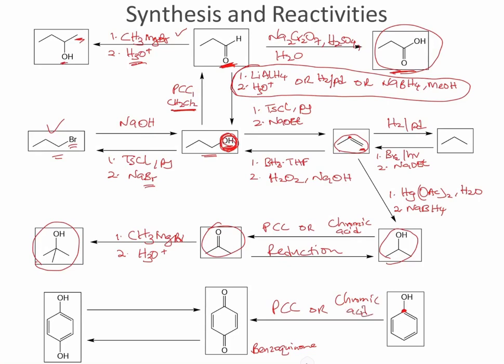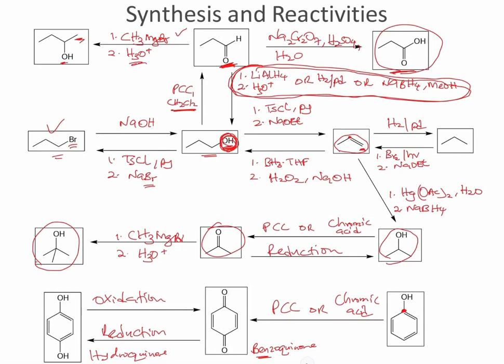Okay? And the benzoquinone can be transformed into hydroquinone. If we do reduction, remember reduction, we can use lithium aluminum hydride, we can use hydrogen palladium, or we can use sodium borohydride. So in that case, you can include any of those. And this reaction is also reversible. If you want to do another oxidation, it's going to get it back to benzoquinone. So just say oxidation using either PCC or chromic acid.